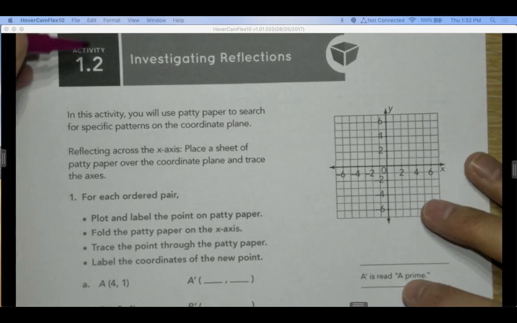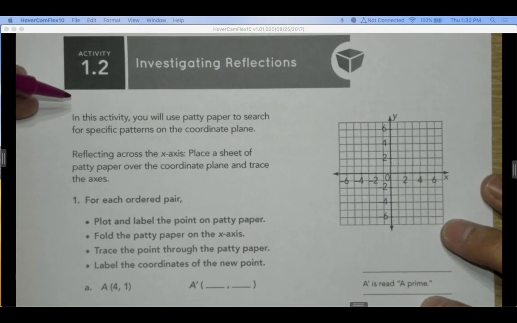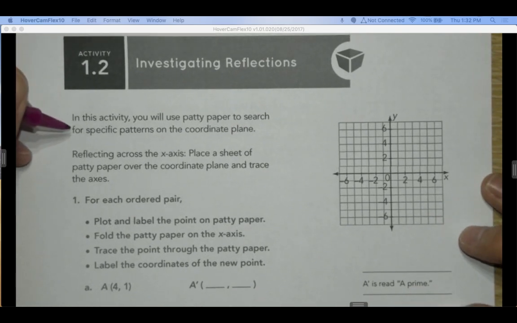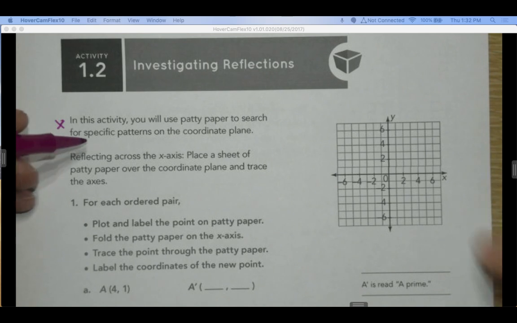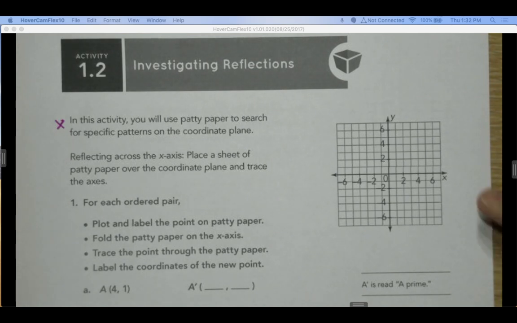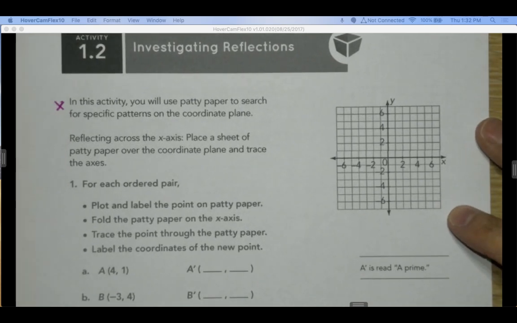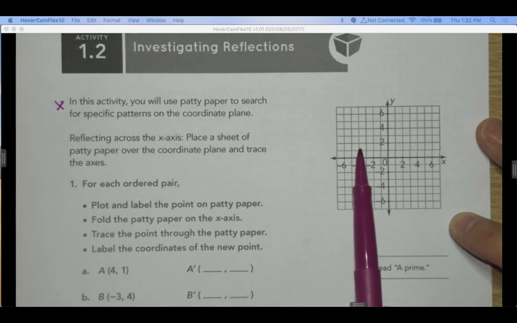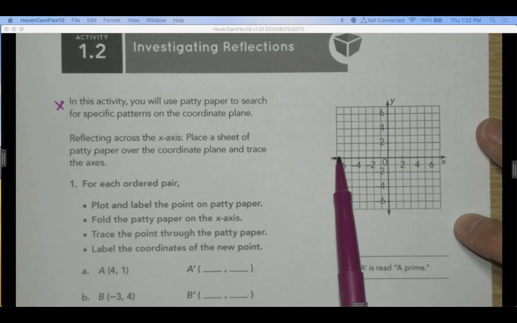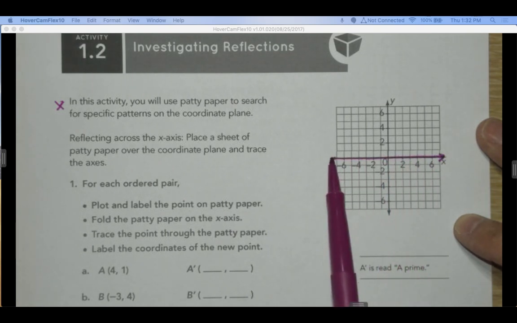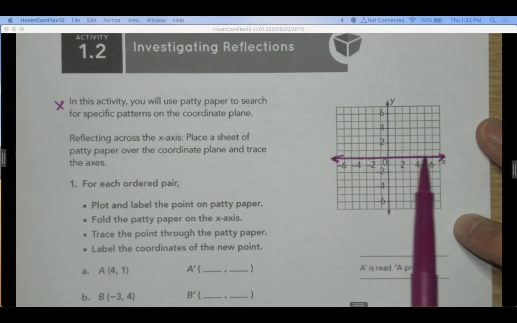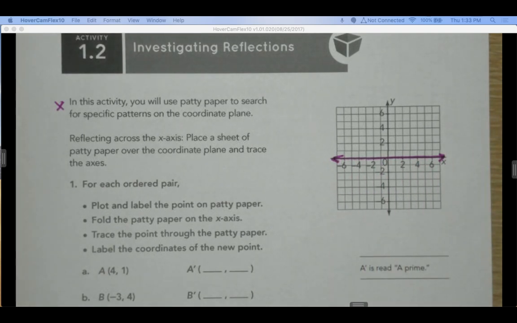Okay, activity 1.2, investigating reflections. In this activity, you will use patty paper to search for specific patterns on the coordinate plane, reflecting across the x-axis. So this is the x-axis, the one that says x, so we're reflecting across the x-axis. The other one is the y-axis.